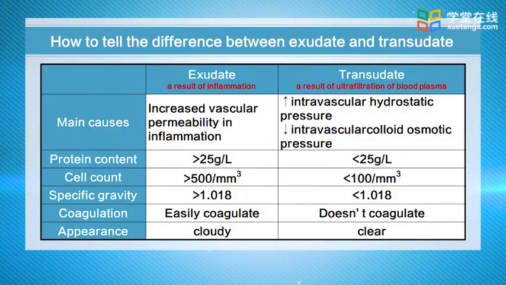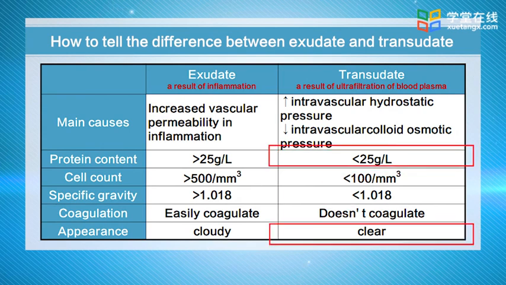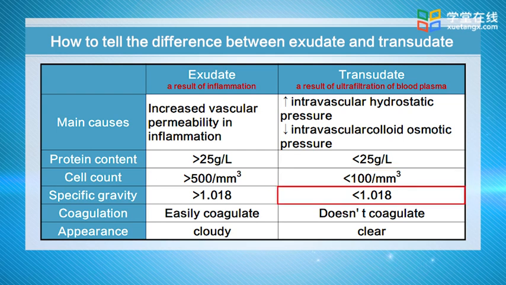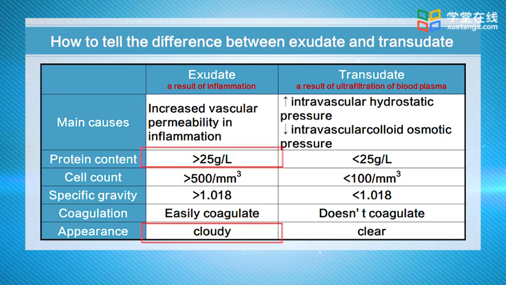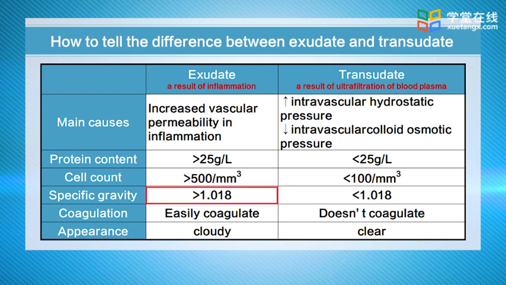Look at this picture. The transudate is protein-poor and clear, has few cells, and low specific gravity, and doesn't coagulate. In contrast, the exudate is protein-rich and cloudy, has some cells and higher specific gravity, and it coagulates easily.